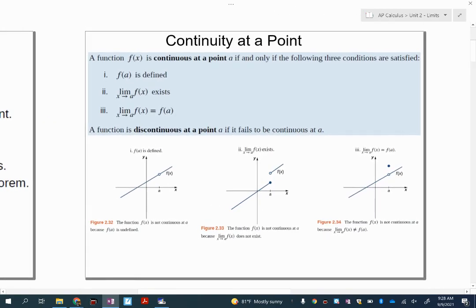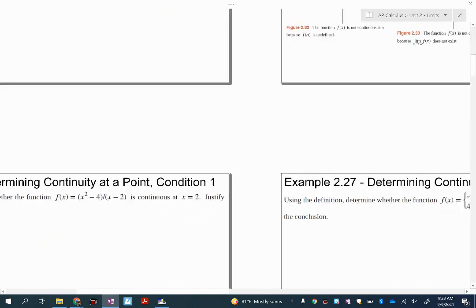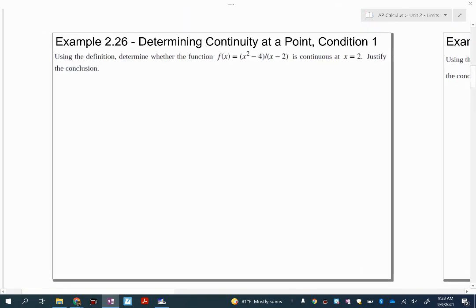All right, so the first thing I want to talk about is the way that we figure out if a function is continuous at a point. So we're going to be looking at these three ways, these three conditions that we have to satisfy in order to say that a function is continuous at a single point A. If it doesn't hold true for all three of these, then we say that the function is discontinuous at that point A, or it fails to be continuous.